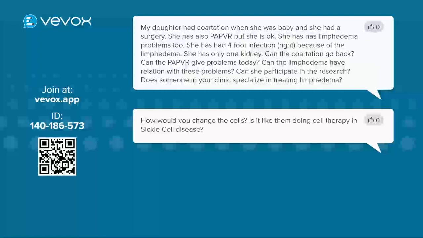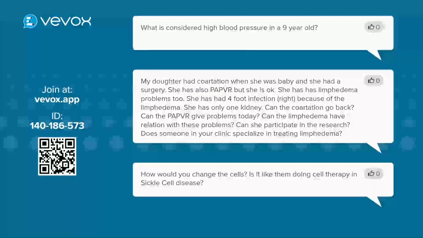My daughter had coarctation when she was a baby, and she had surgery. She has PAPVR, that's the abnormal veins, but is okay. She has lymphedema. She has infections because of lymphedema and 1 kidney. Can the coarctation come back? Can the PAPVR give problems? Is the lymphedema related to these problems?